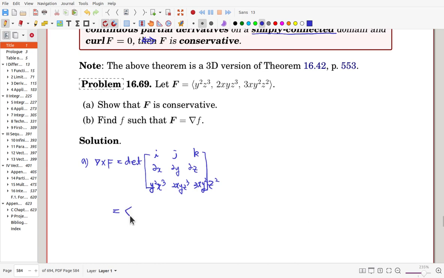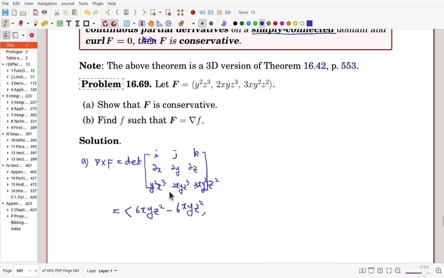Okay, for i, the minor is this portion. That differentiation is 6xyz squared, because y squared will be changed to be 2y, right? So the 6xyz squared minus, now the z derivative, then 3 will go out, so that minus 6xyz squared. Okay, that'll be 0. Now how about the second one?